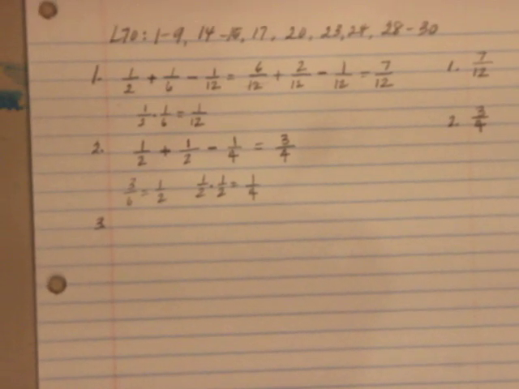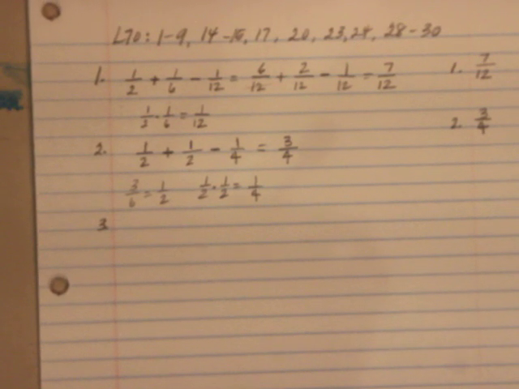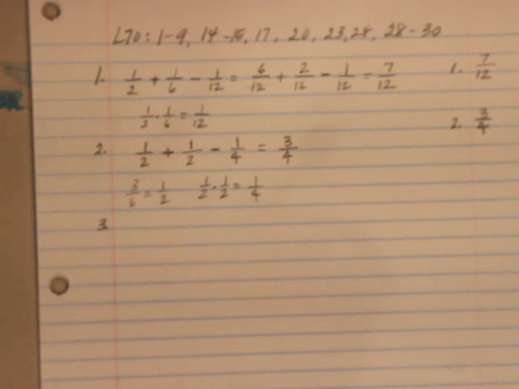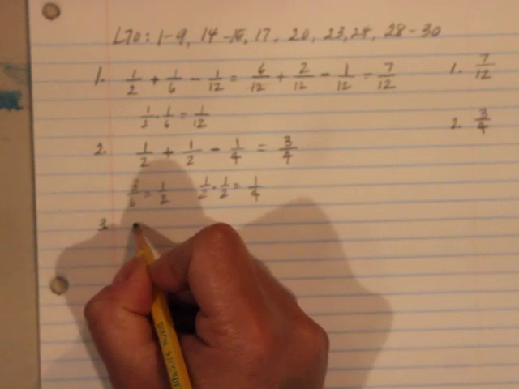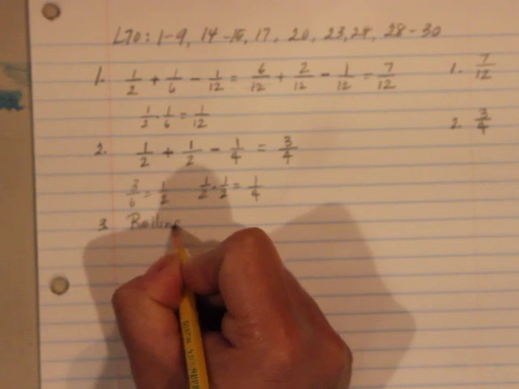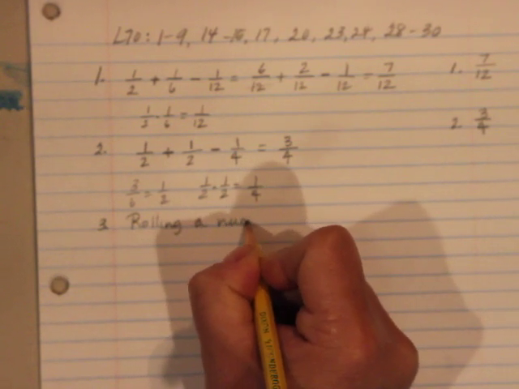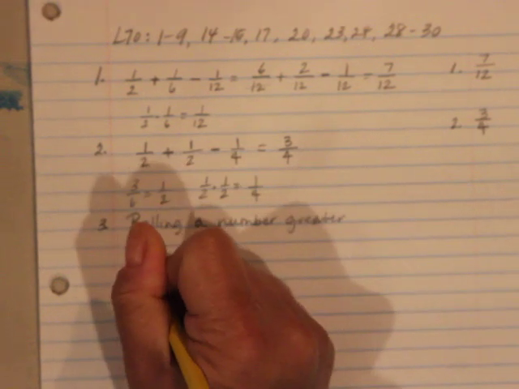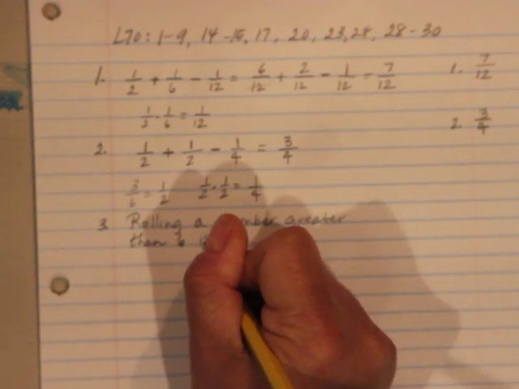Okay, now number 3, tossing a coin tails up and rolling a number greater than 6 on a number cube. I'm so glad they gave us this one because there is no possibility that we can roll a number greater than 6 on a number cube, right? So I'll just write that. Rolling a number greater than 6 is impossible.